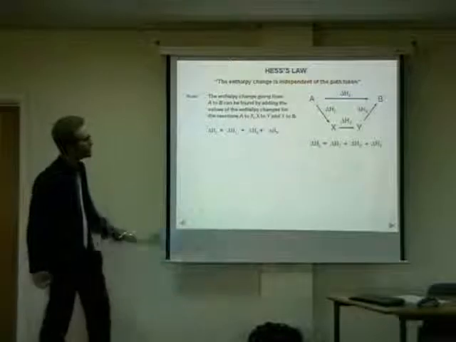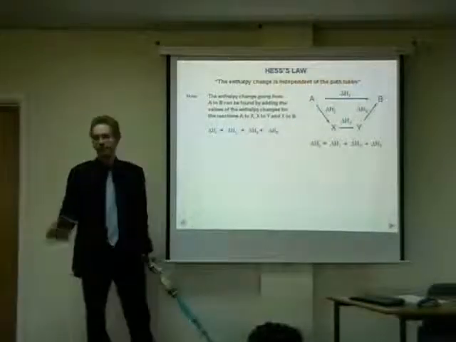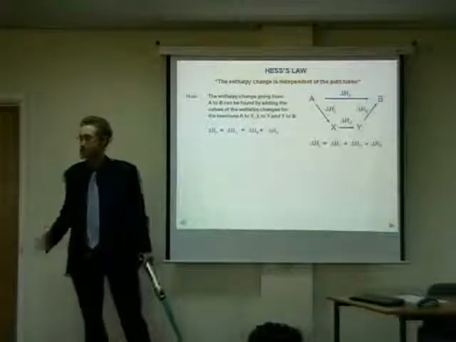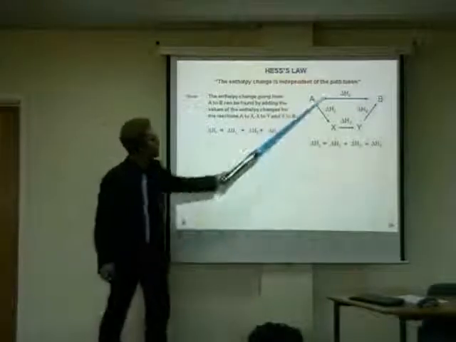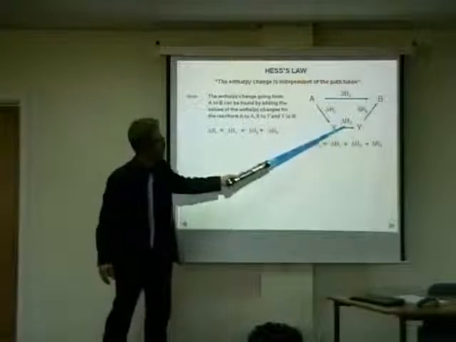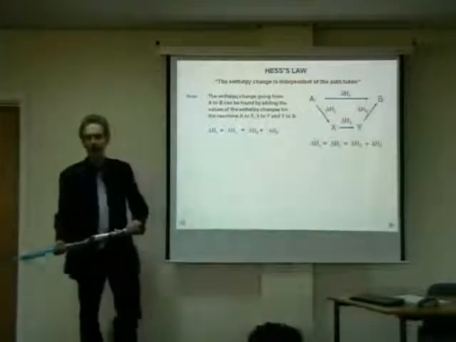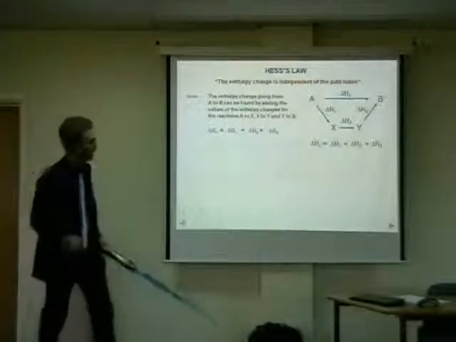So in this case, and this is where if you've done vectors in maths, this becomes very, very easy indeed. It's just application of vectors. Delta HR is delta H1 plus delta H2 plus delta H3. Happy with that? Excellent.